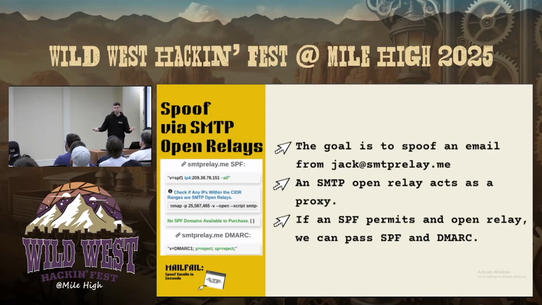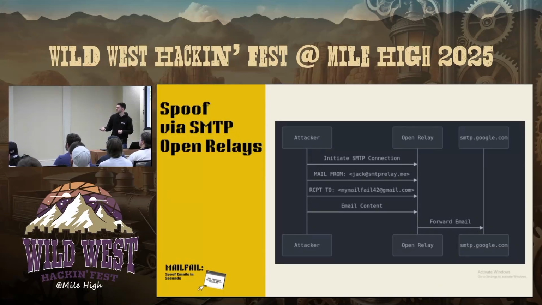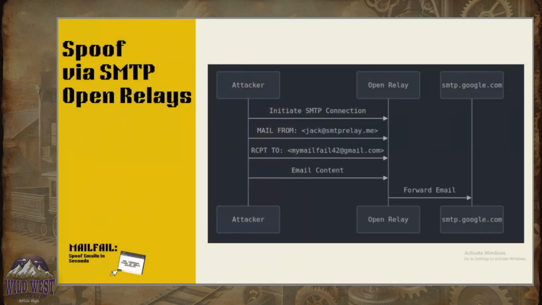Yeah, so an SMTP open relay is what it sounds like. It is a relay. So instead of only ingesting emails for the domain, in this case smtprelay.me, you can use it to proxy to other email servers. So in this case, we want to spoof an email from jack@smtprelay.me, and it is going to go to the Gmail account. So this is kind of what it looks like. Instead of just ingesting that email, it's going to take it and then relay it to the correct email server.